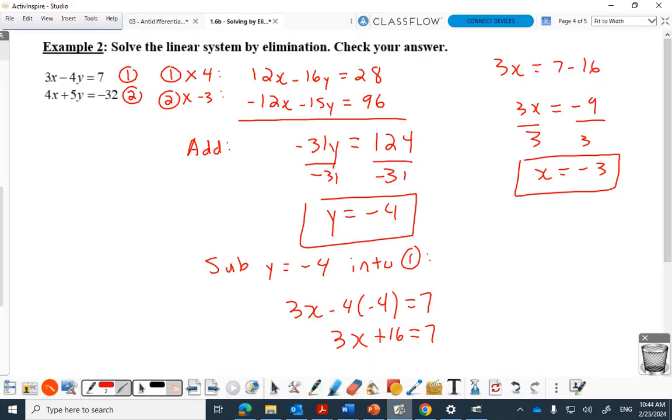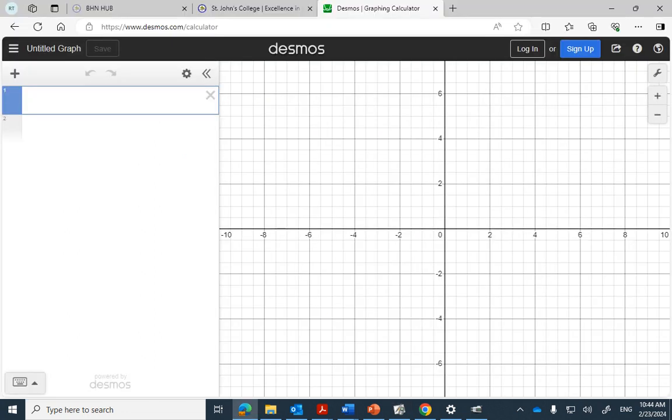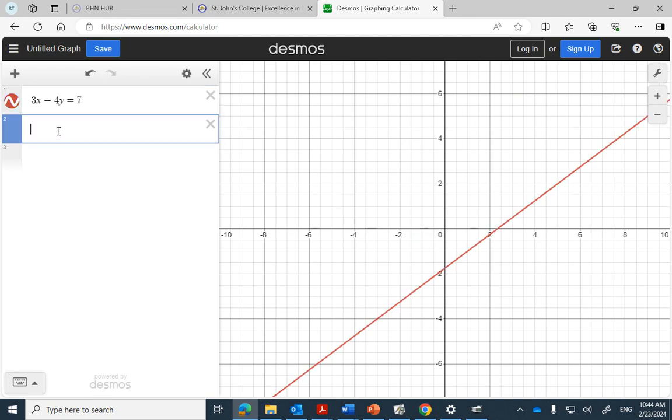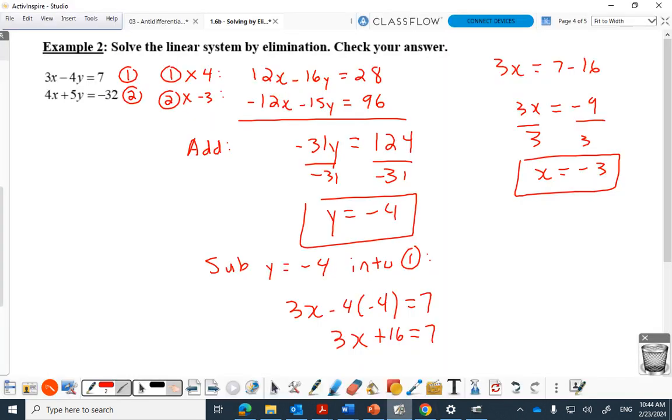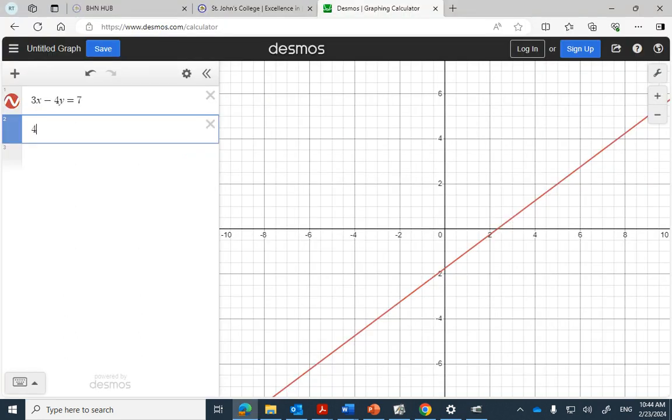3x minus 4y equals 7. Notice this Desmos does not care that you're not in y equals mx plus b. And 4x plus 5y equals negative 32. Answer, if I hover over it, it labels the point for me, negative 3, negative 4. So Desmos is very nice like that. And you could use this too.